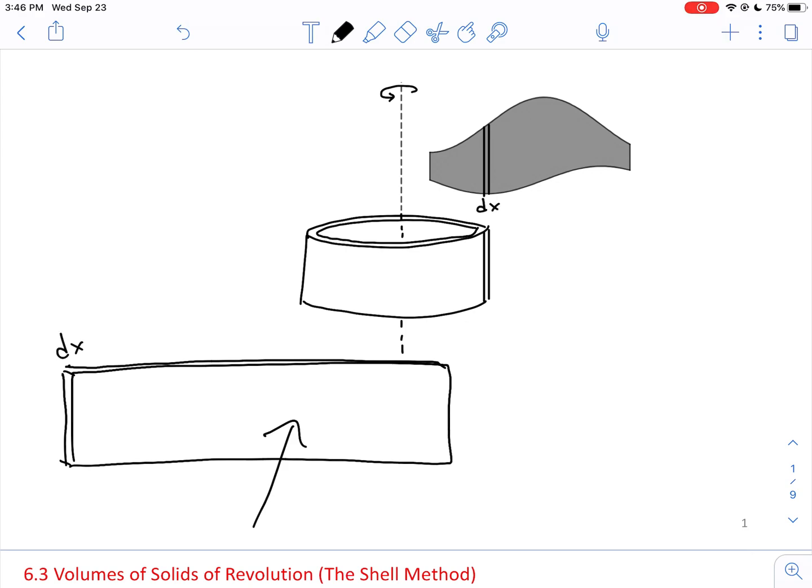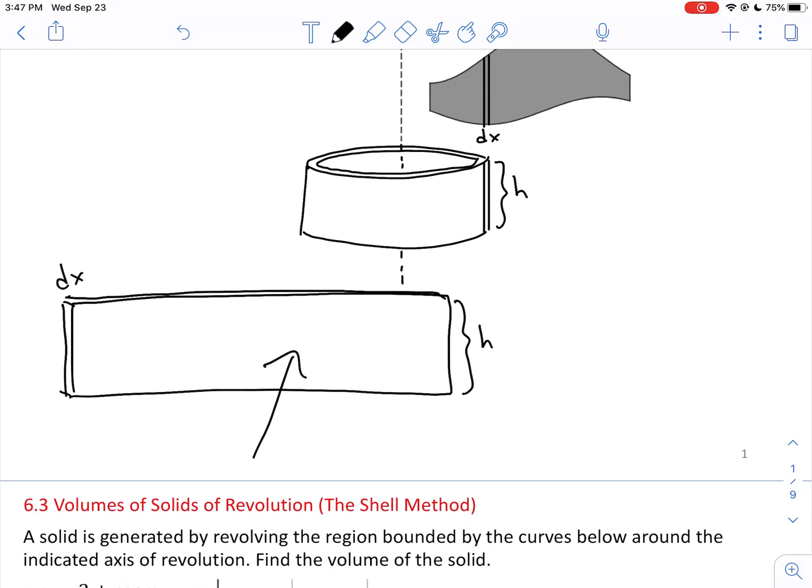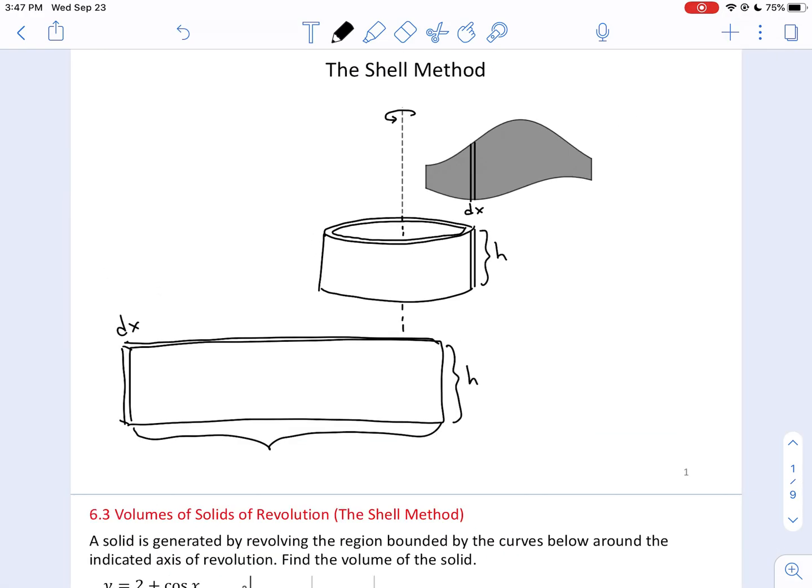Another dimension we need to know is how high the shell is. So I'm going to use an h to represent the height of the shell. Then we need to know how long this rectangle is. And in order to do that, we got to figure out the circumference of the circle. If you were to look straight down at this shell, you would see a circle, and the circumference of that circle would be the length of this rectangle here. So we need to know the radius of this shell. That's going to be important.